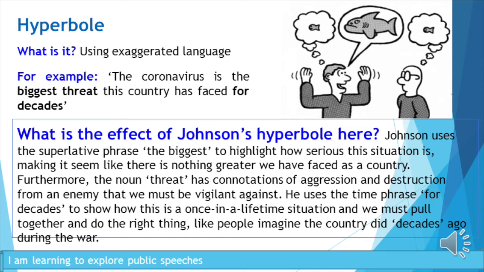I continue. He uses the time phrase "for decades" to show how this is a once-in-a-lifetime situation and we must pull together and do the right thing, like people imagined the country did decades ago during the war. By the way, I must say that's Miss Crozier's waggle, and it's a really good one, I think.